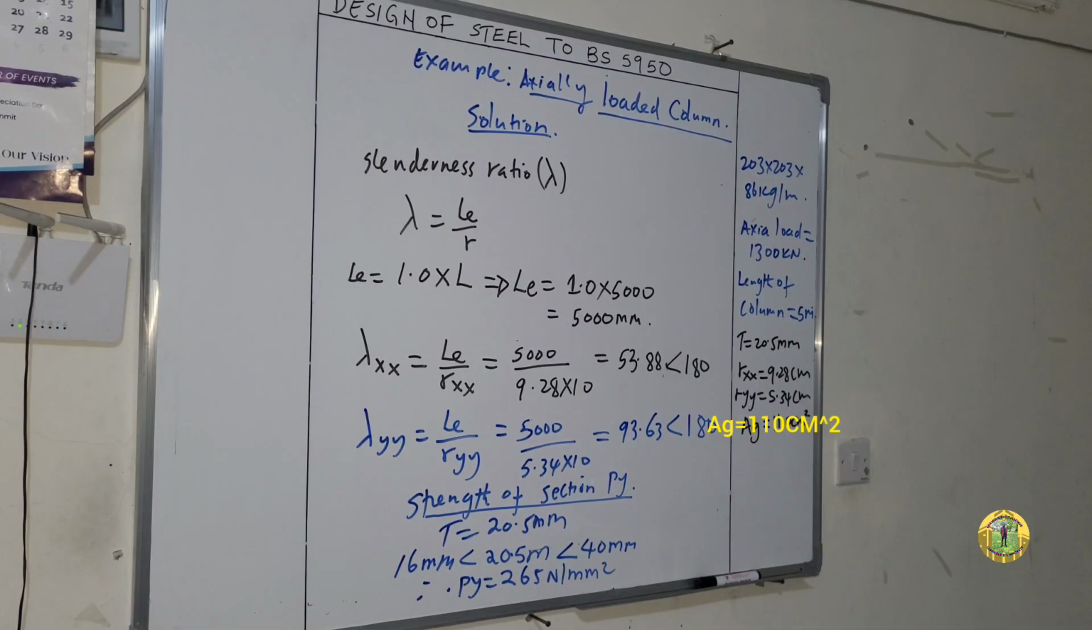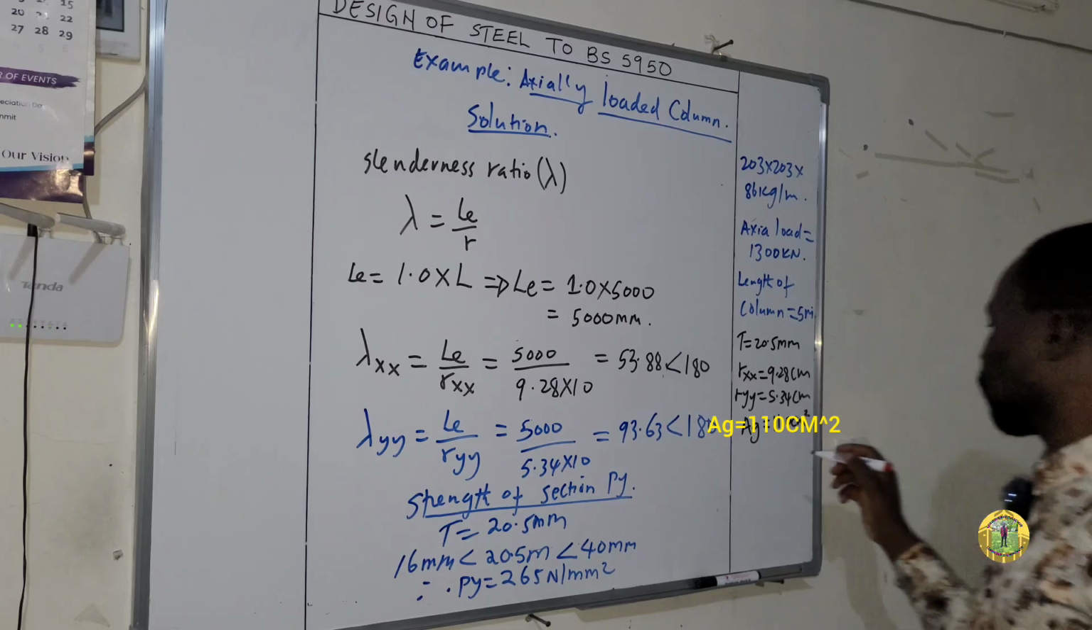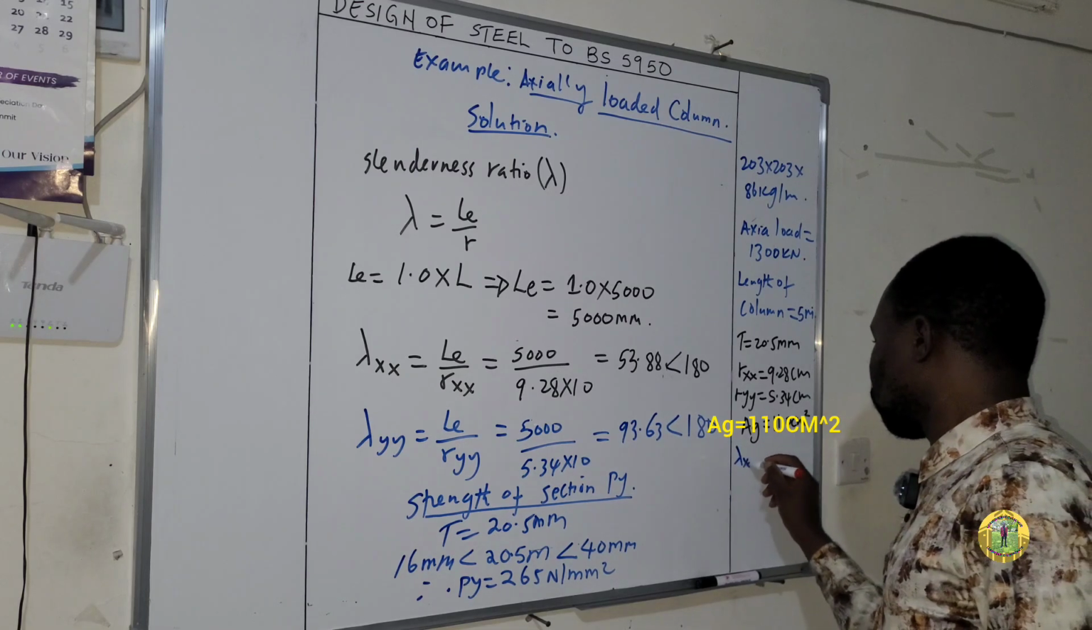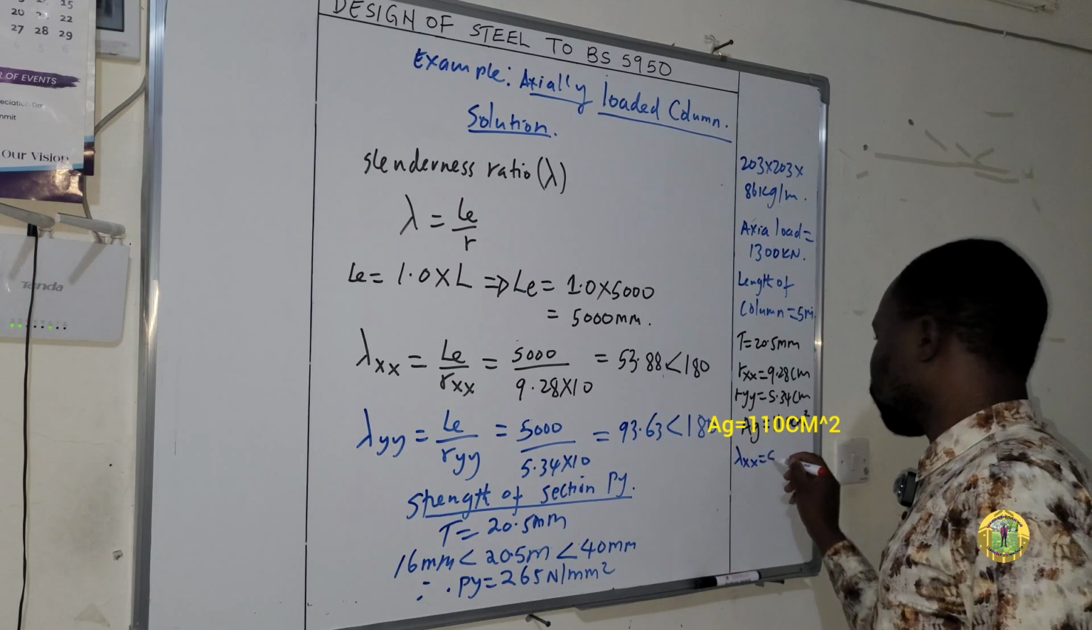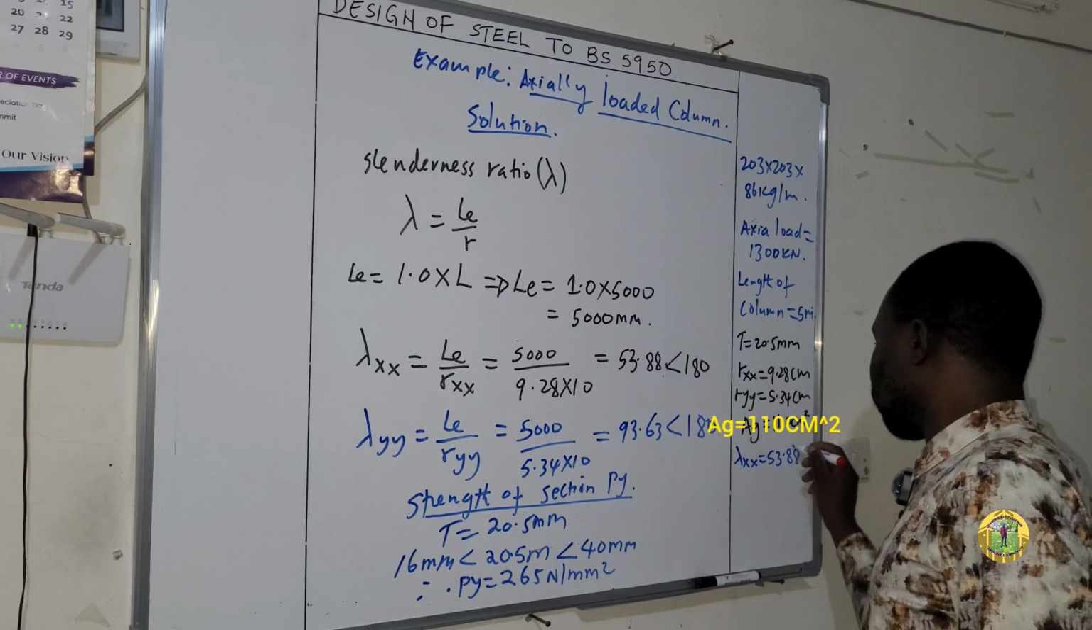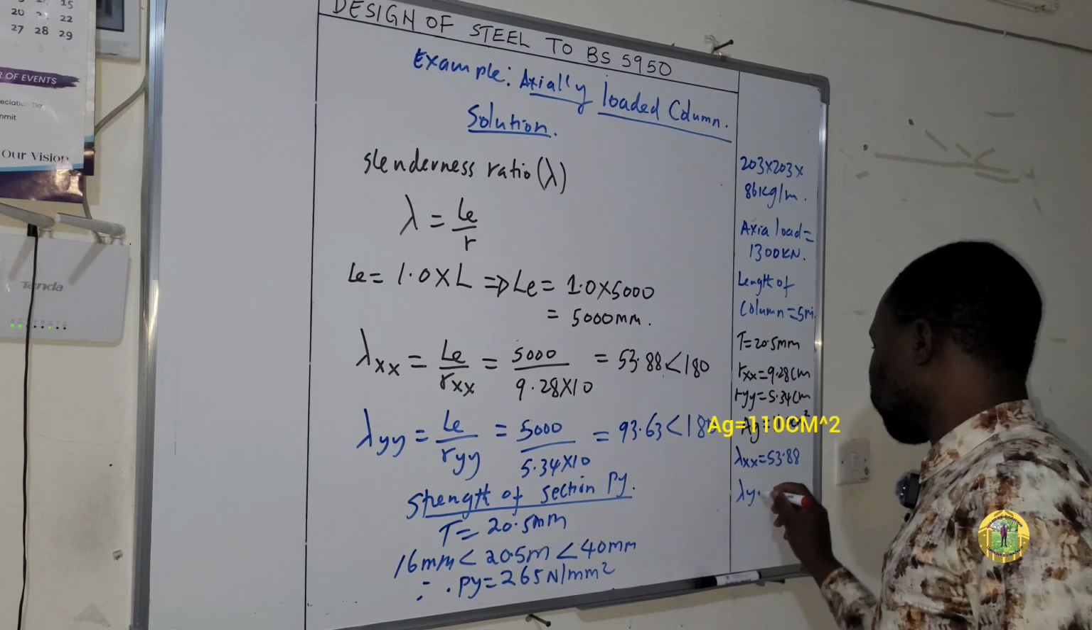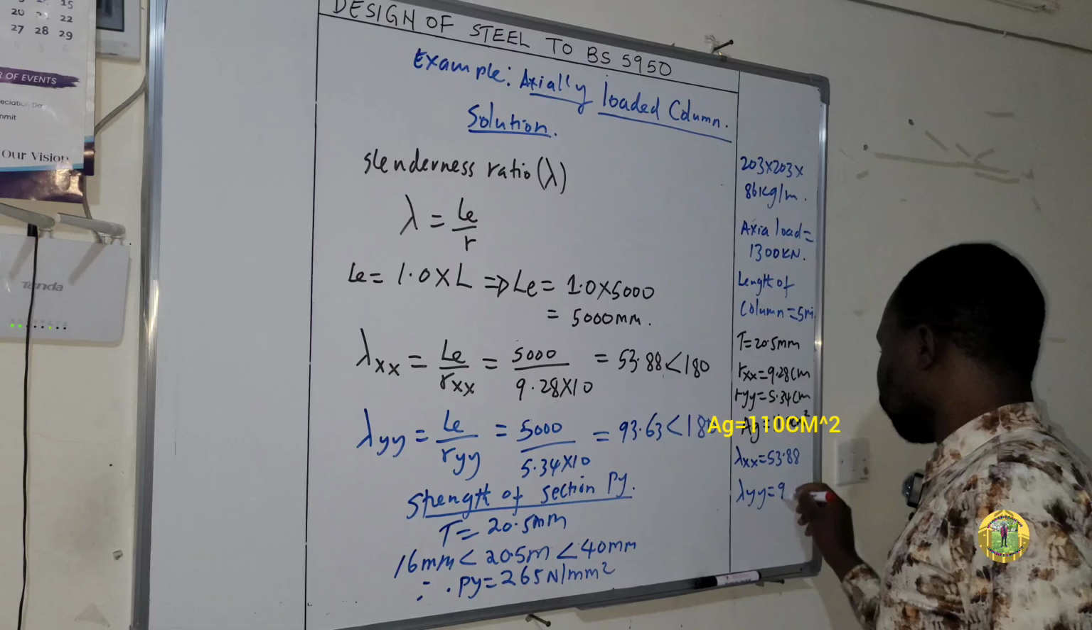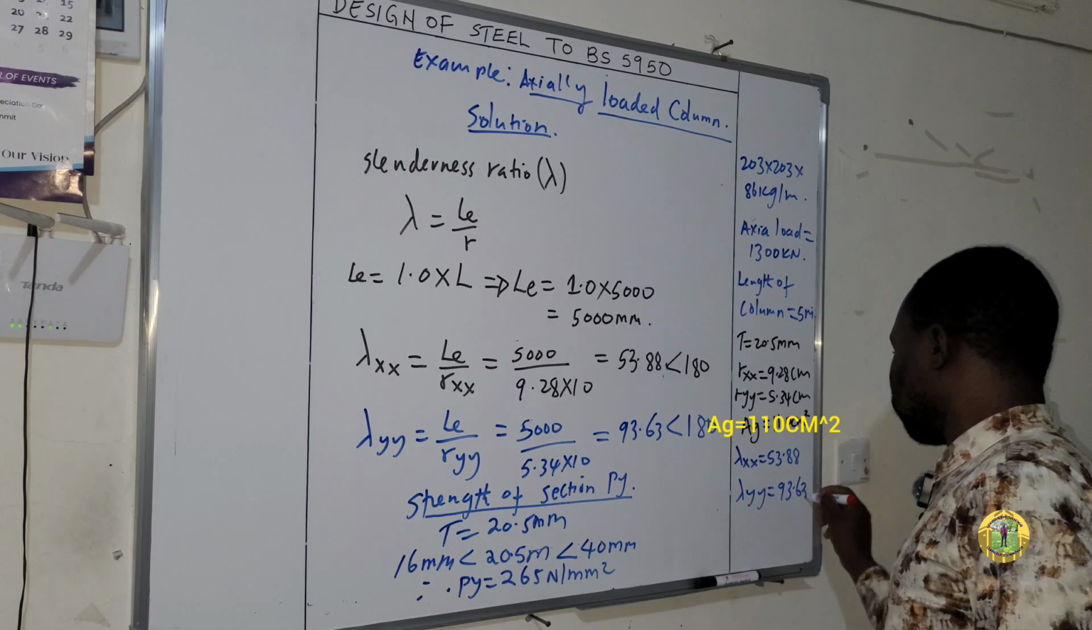Because I want to use the slenderness ratio for the XX axis and the YY axis, I will write it here. For XX it is equal to 53.88, and for YY it is equal to 93.63.